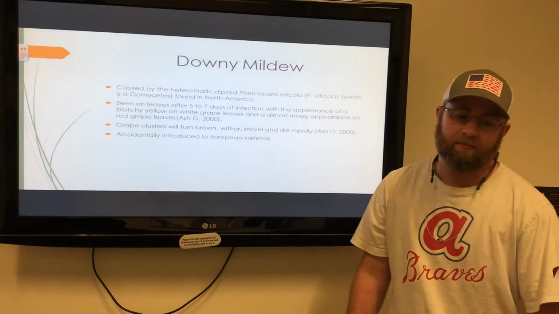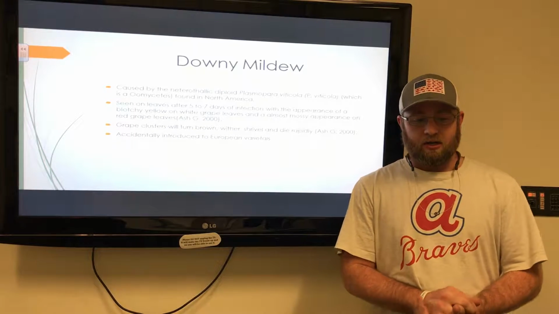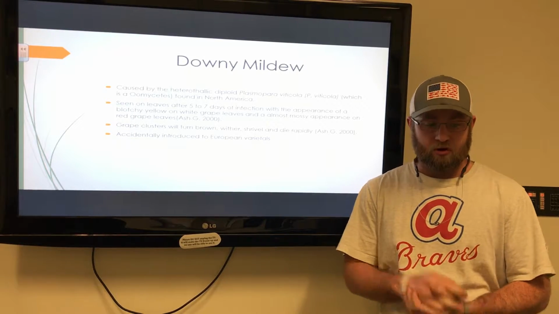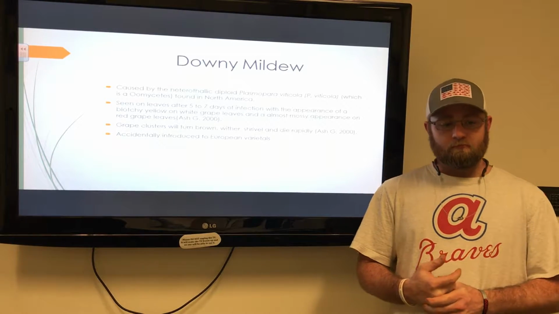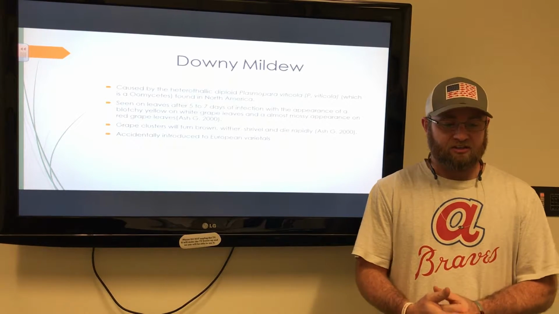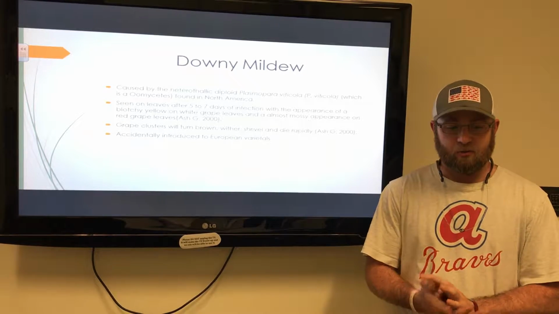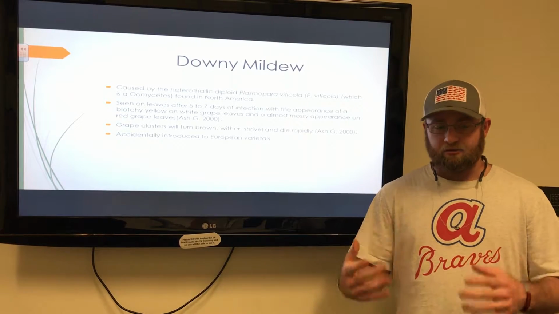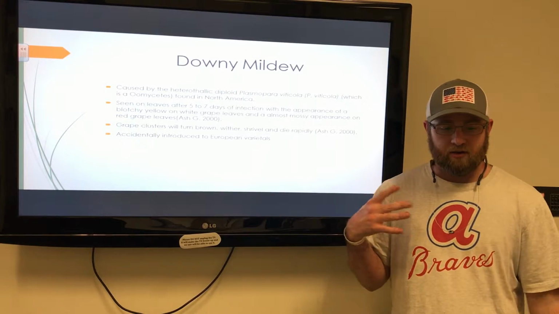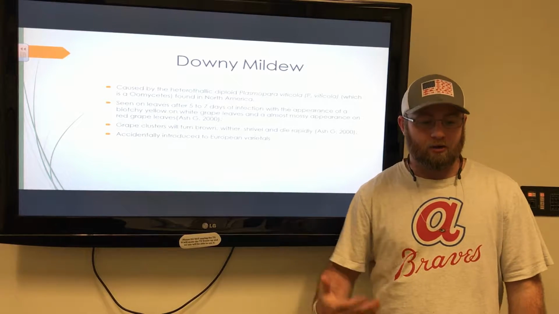So we're going to start with a little bit of background on downy mildew. It's caused by a heterothallic diploid called P. viticola, which is an oomycete. After 5 to 7 days of infection, you're going to start to see an appearance on white grape leaves of a blotchy yellowness. And for the red grape leaves, you're going to see more of a mossy appearance that some people do confuse with the powdery mildew.